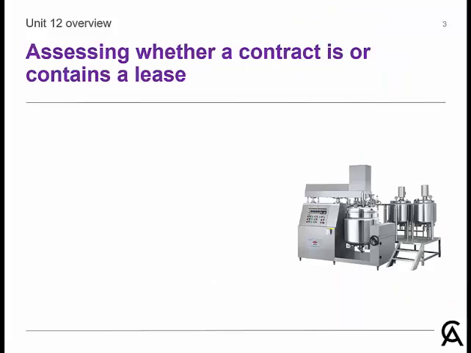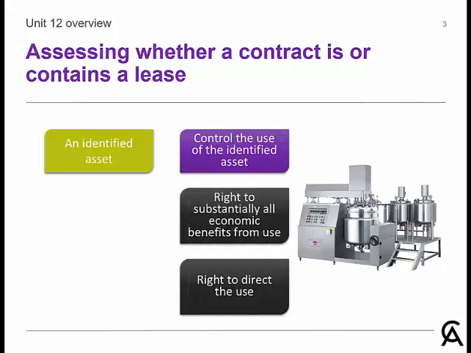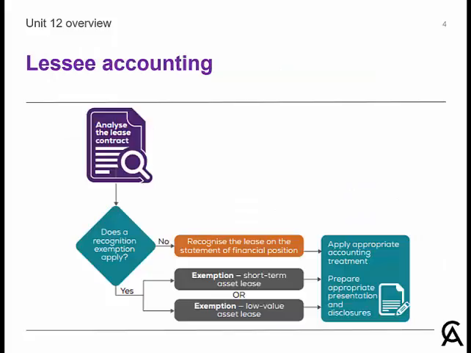So assessing whether a contract is or contains a lease involves considering whether we have an identified asset, such as this machine, and whether the lessee is able to control the use of the identified asset, and this involves the right to substantially all economic benefits from its use and the right to direct the asset's use.